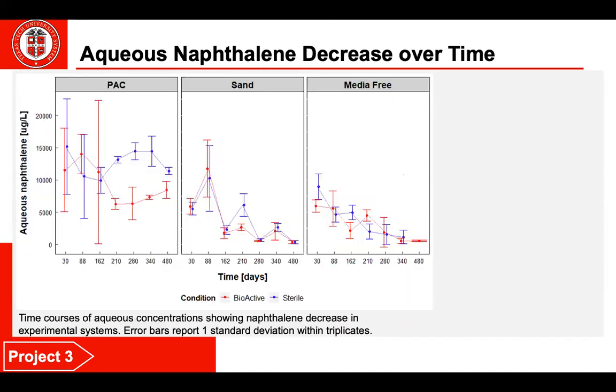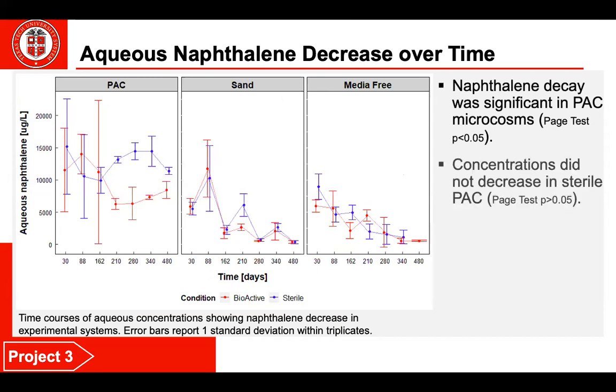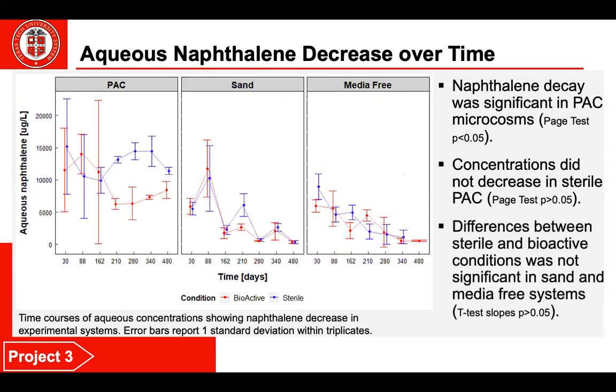So the fate of naphthalene that we see in these systems, first of all, over the 500-day experiment, we did see tailing off of naphthalene concentrations in both the sand and media-free systems. However, in the activated carbon systems, we do see clear separation between the systems that were biologically active and the systems that were sterilized using azide. When we looked at basic statistics, we did not see a significant difference between the sand system and the media-free system in terms of naphthalene transformation. However, the difference between the sterile and the bioactive activated carbon system was statistically significant.